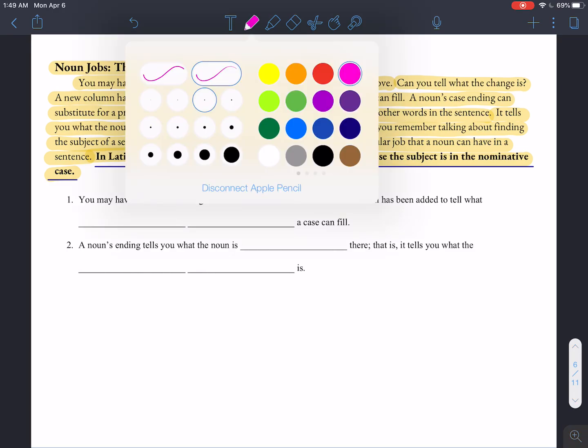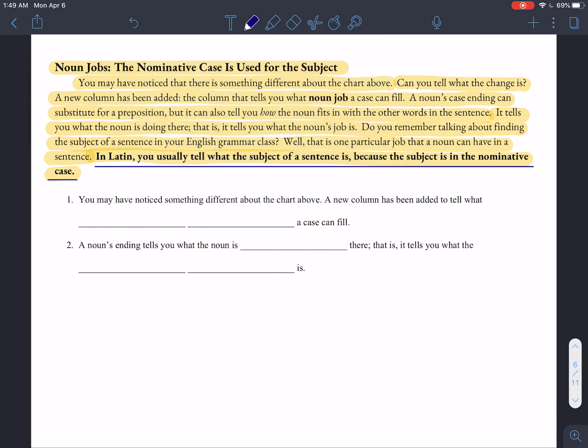Now, let's fill in our work here. Number 1. You may have noticed something different about the chart above. A new column has been added to tell what blank blank a case can fill. It tells you what noun job a case can fill. Number 2. A noun's ending tells you what the noun is blank there. That is, it tells you what the blank blank is.